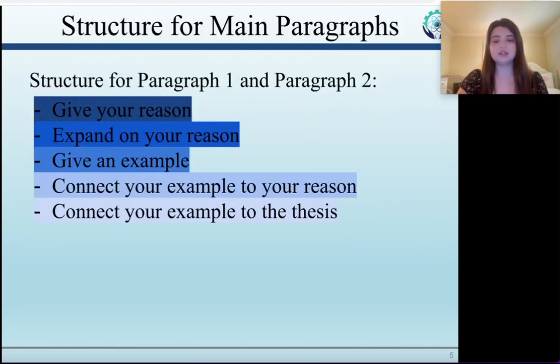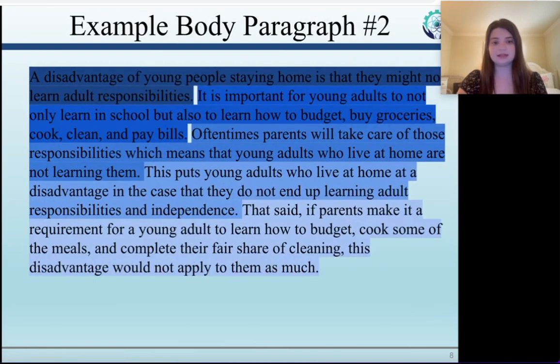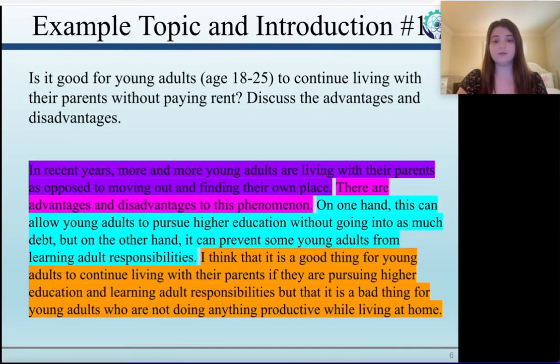And then last but not least, we have to connect it to our thesis. So our thesis again was that it's a good thing for students who are pursuing higher education and pursuing adult responsibilities as well, but it's bad when young adults just live at home and don't do anything productive for a lot of years. That's not very good, right?